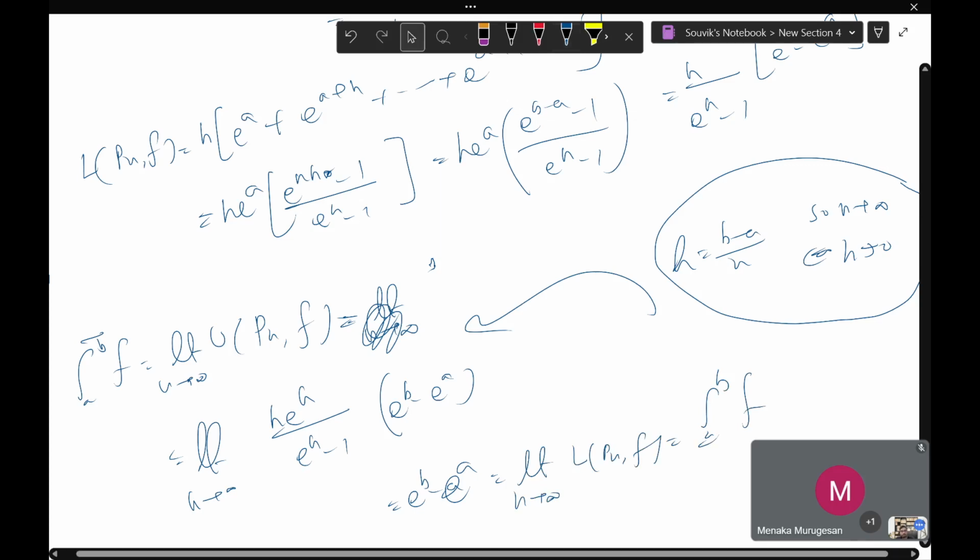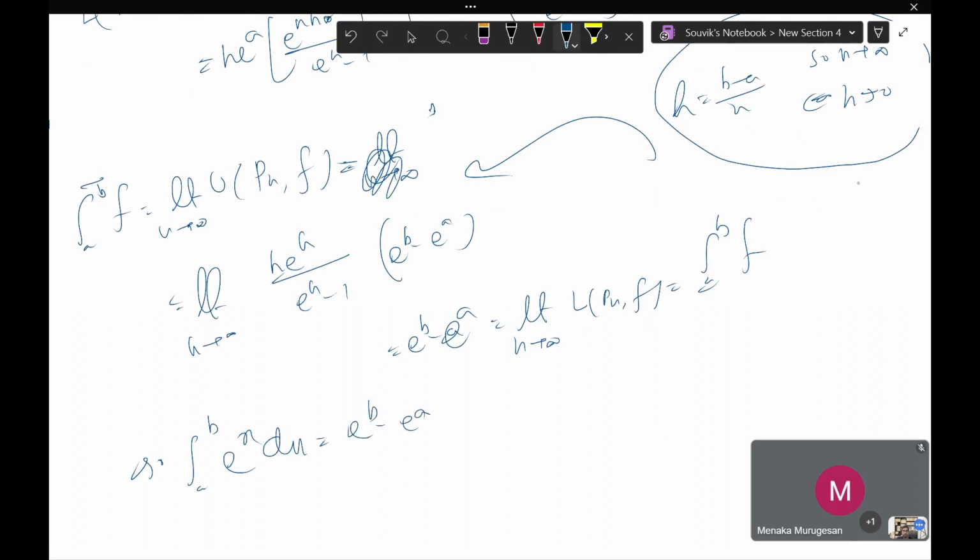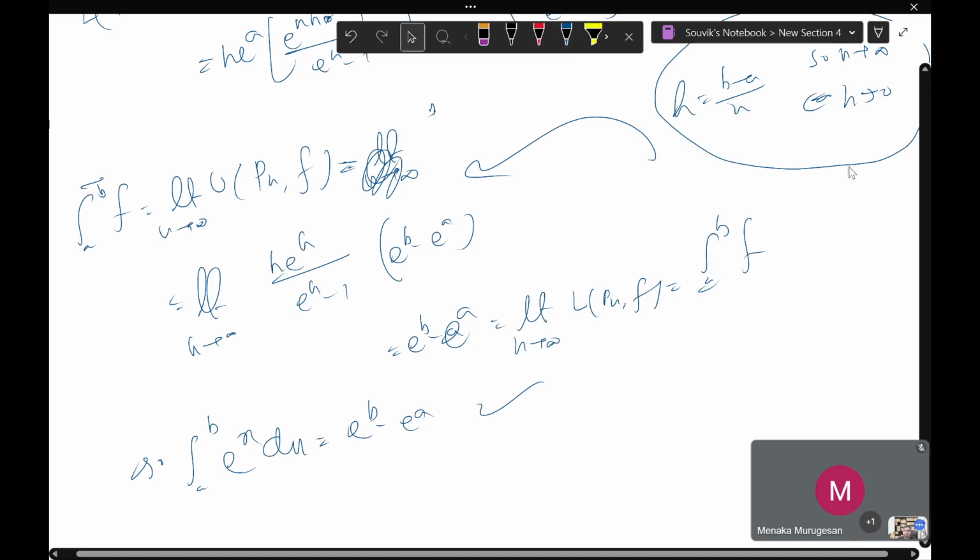So the integral of e to the power x dx is equal to e to the power b minus e to the power a. So f is integrable. In this process, we can integrate some complex functions also.